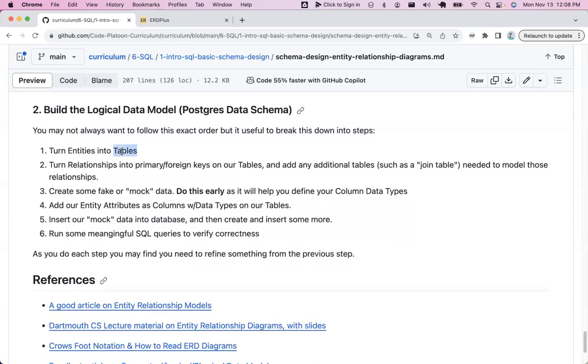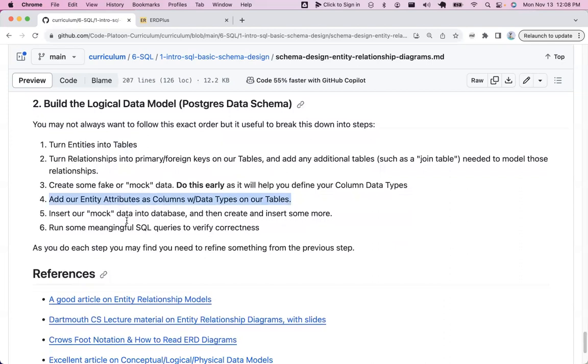And now let's build our data model. Our entities become tables. Our relationships become primary and foreign keys. We'll see tomorrow really how to do a join table for many-to-many relationships. So we might need a table here and there that's not an entity. Create some fake data to help figure stuff out. And then start adding columns into tables, insert the fake data, add some constraints, and run some queries.